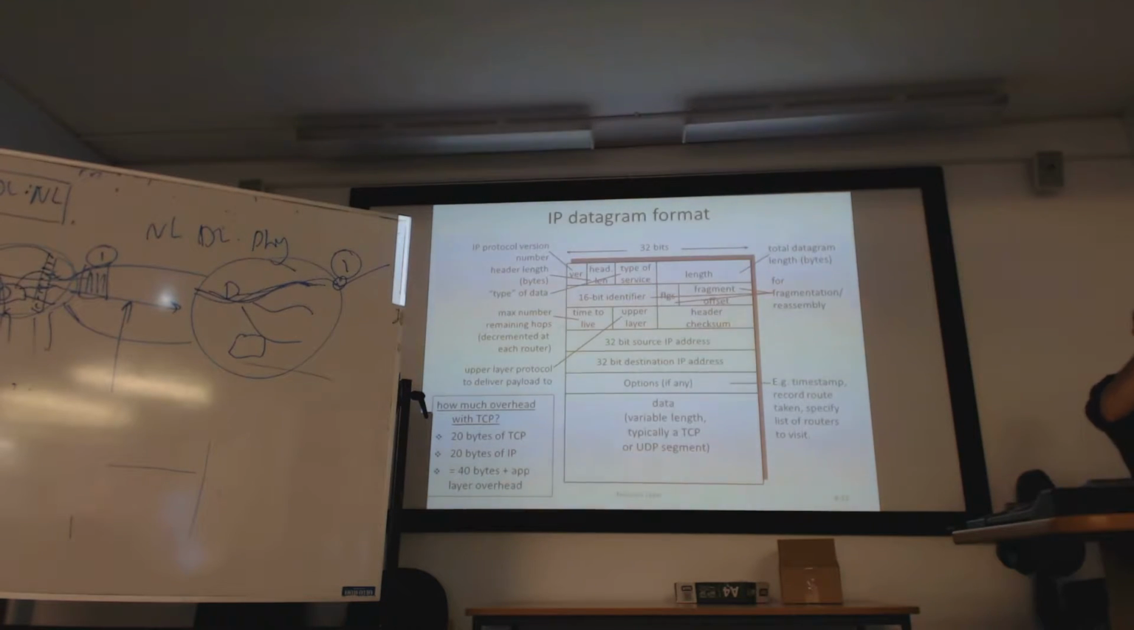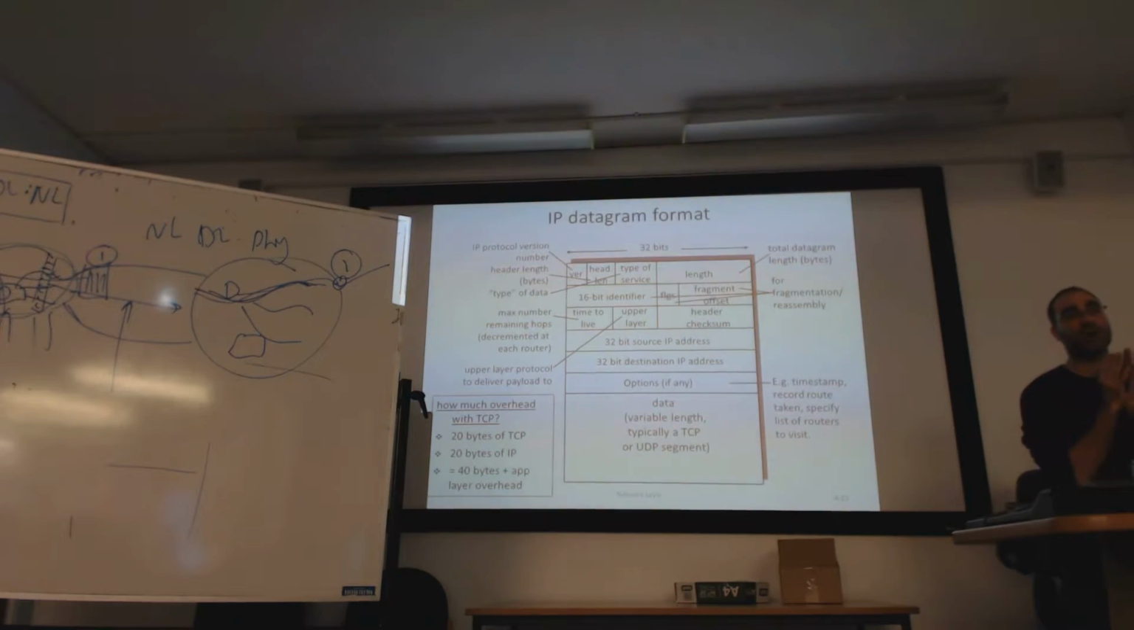Okay. With the IP datagram, the format of the IP version 4 datagram. So what does this consist of? Let's look at it. Mainly, version. What's that?